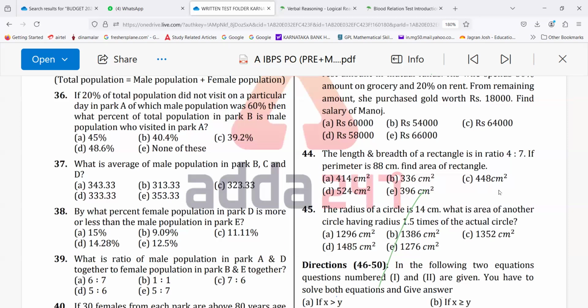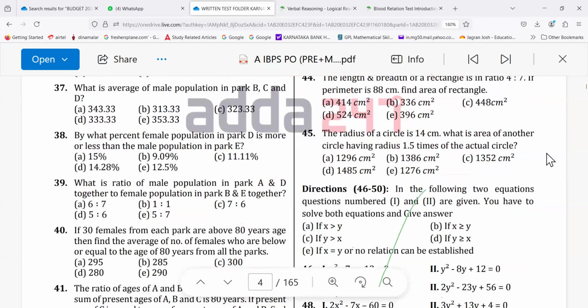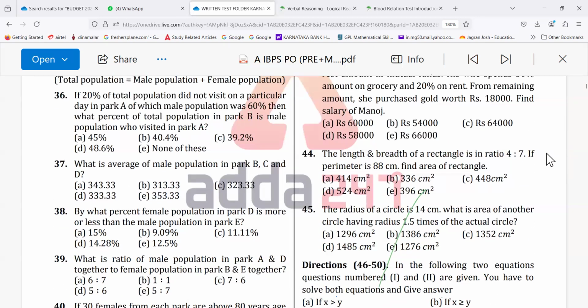So the area of the rectangle is 4x into 7x. 4x means how much? 16. 7x means how much? 28. So 16 into 28 is equal to 448 centimeter square. The answer is what? C. Is that clear, please? At least some of you, are you following? Yeah, very happy. Now we will go for the next last problem.